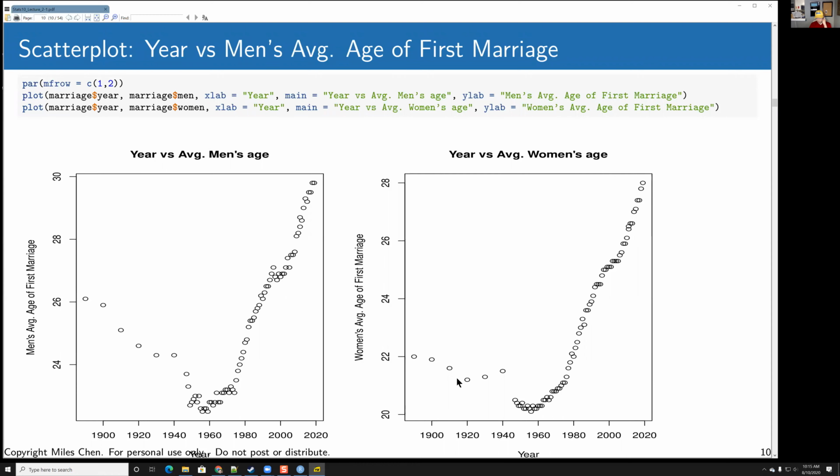Something similar happens also for women's average age of first marriage, where in 1890 it was around 22, seems to go fairly downwards until around the 1960s, and then consistently year after year, getting higher and higher until around 2020, when the average age of first marriage is around 28, okay? Just some interesting trends there, okay?